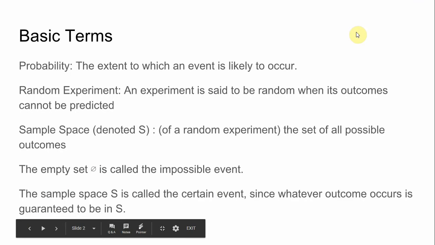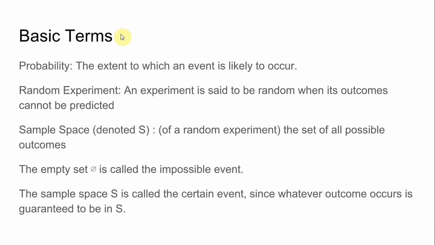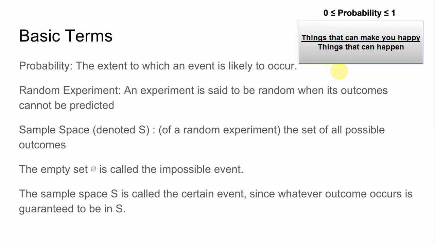Now before embarking into the huge ocean of probability, I'd like to acquaint you with some basic terms. Starting with probability: it is the extent to which an event is likely to occur. Or speaking in layman's terms, it is the ratio of the number of things that can make you happy divided by the total number of things that can happen.